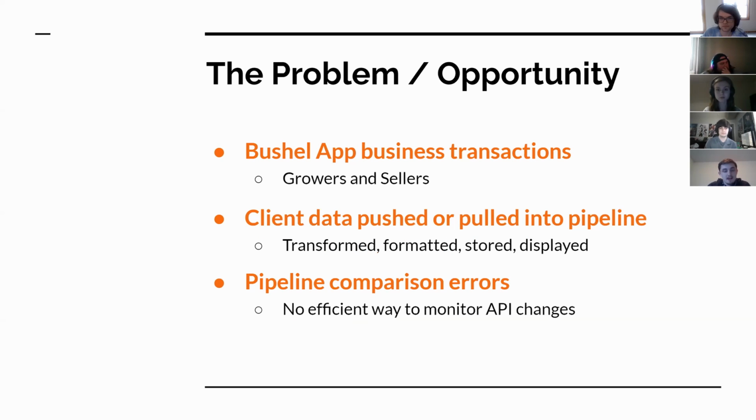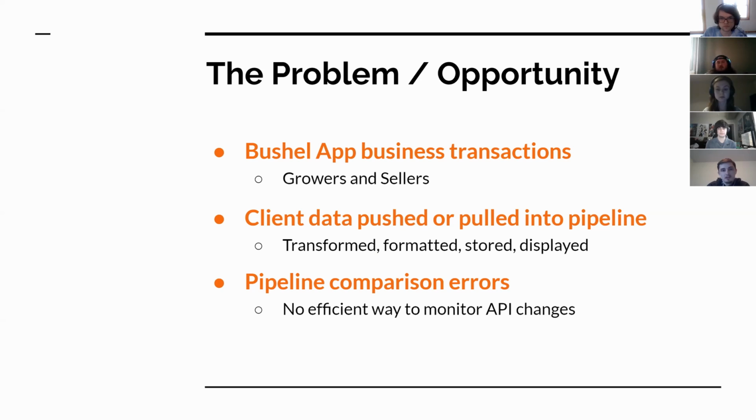Okay, so moving on to the big issue that Bushel has been facing, and to reiterate a little bit of what Nathan was saying, Bushel handles the business transactions between the growers and the sellers of crops through their app. In order to achieve this, Bushel will either pull their needed data directly from their clients, or have it pushed to them. Either way, the received data is then sent through a several layered pipeline, where it is modified, standardized, properly formatted, and stored as a ticket to later be shot to their app to be displayed.